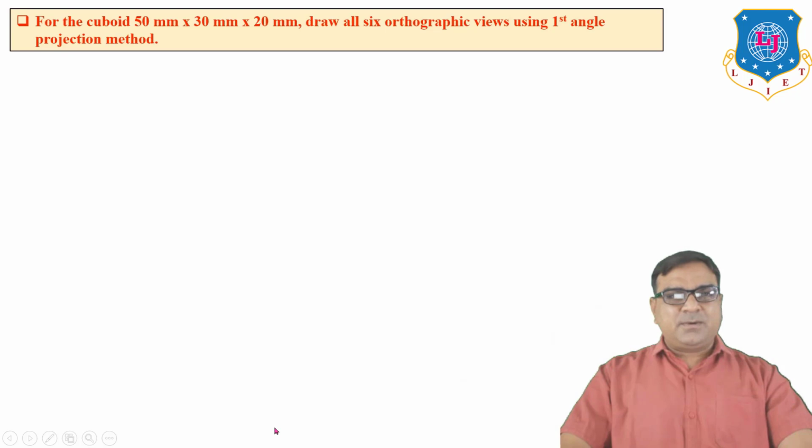Let us see one problem regarding orthographic projections. So basically in orthographic projections, we are given one 3D object with dimensions and we have to convert that 3D object into 2D projections like front view, top view, side views. So our data is like this: for the cuboid 50 mm by 30 mm by 20 mm, draw all 6 orthographic views using the first angle projection method.